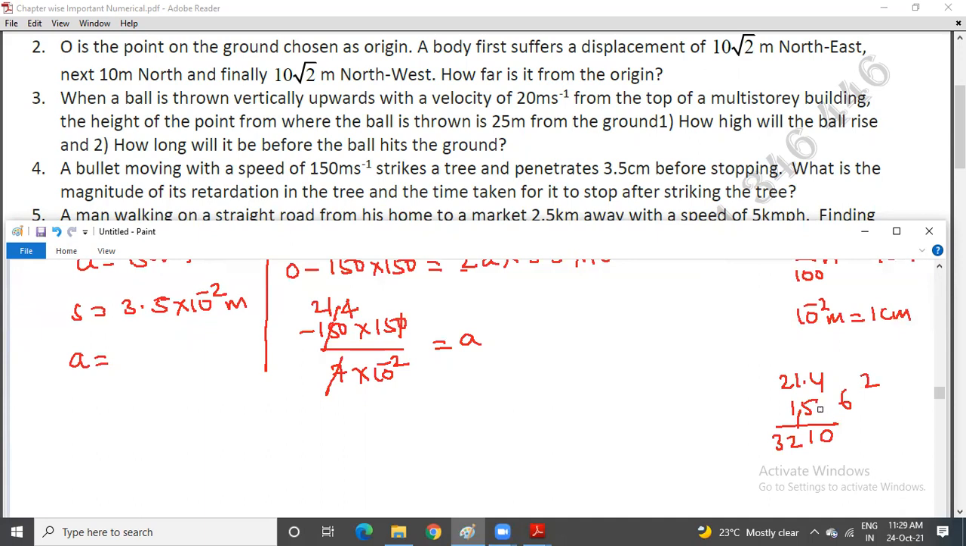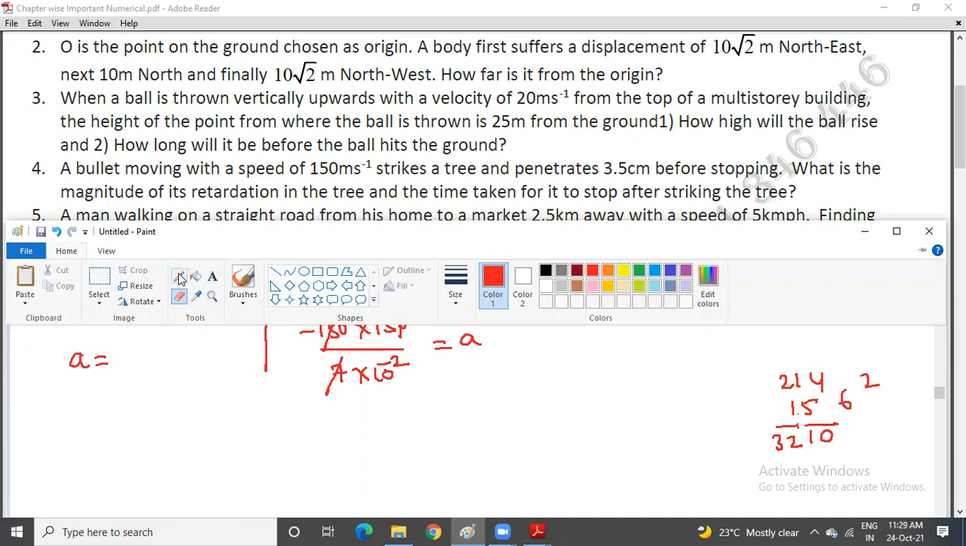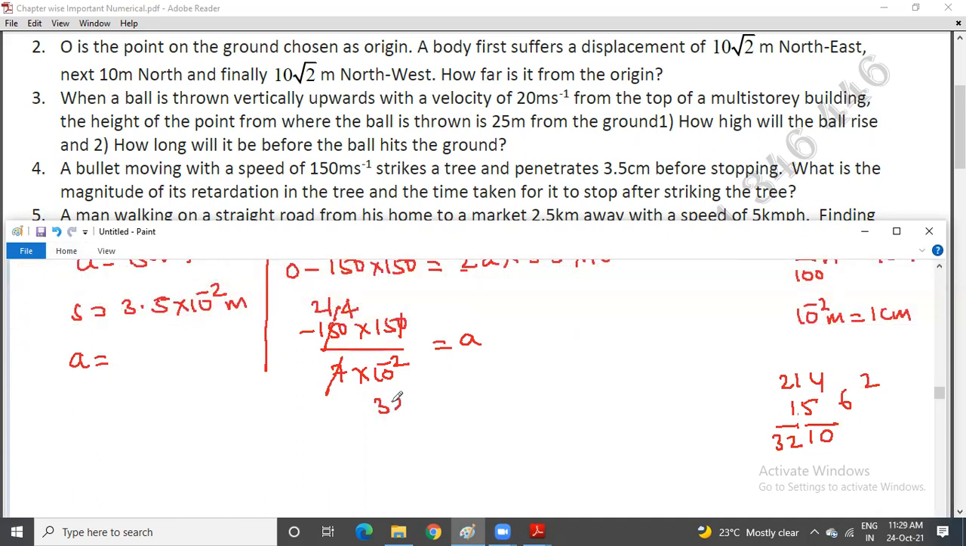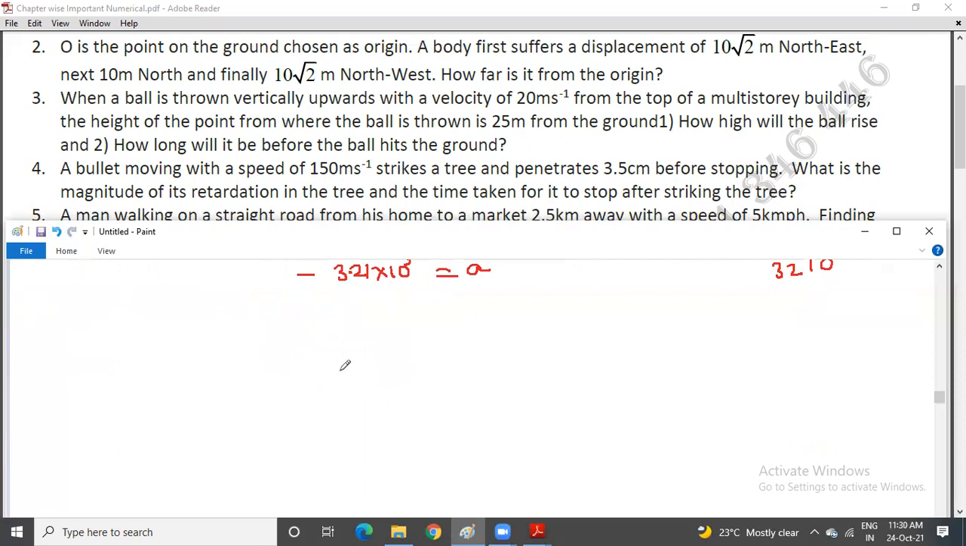So 3, directly 214 with 15. Yeah. So you will get 3210, but there is a minus 2 here. If you take this upwards, this negative value is equal to acceleration, but don't forget, you can even write this as 3.21 into 10 to the power of plus 5. So this is the acceleration. Now there is another question, to find out how much time it takes before it stops.